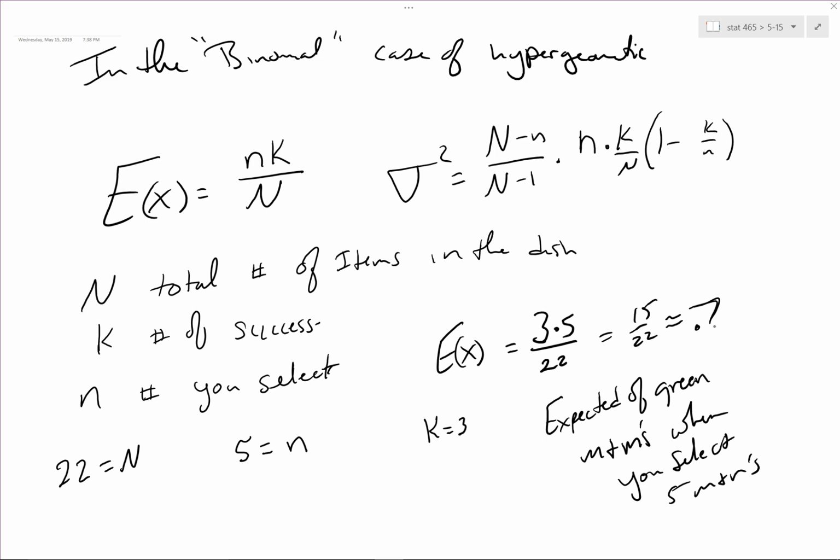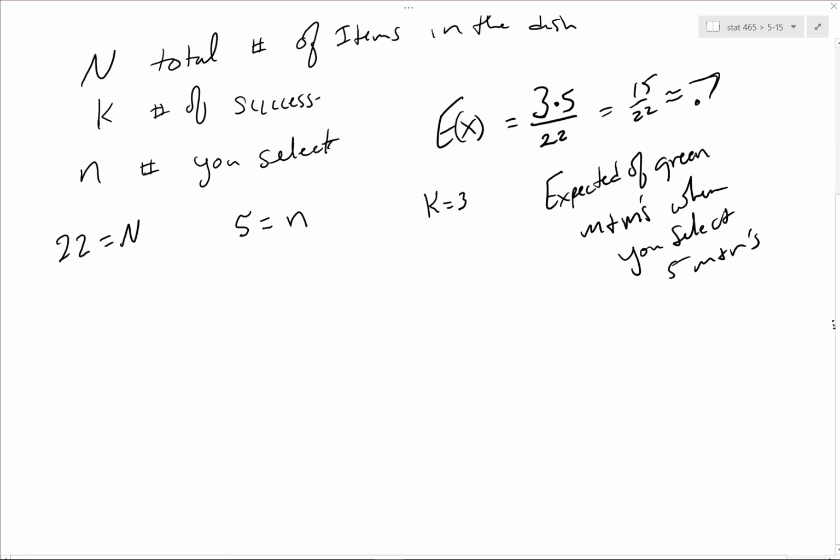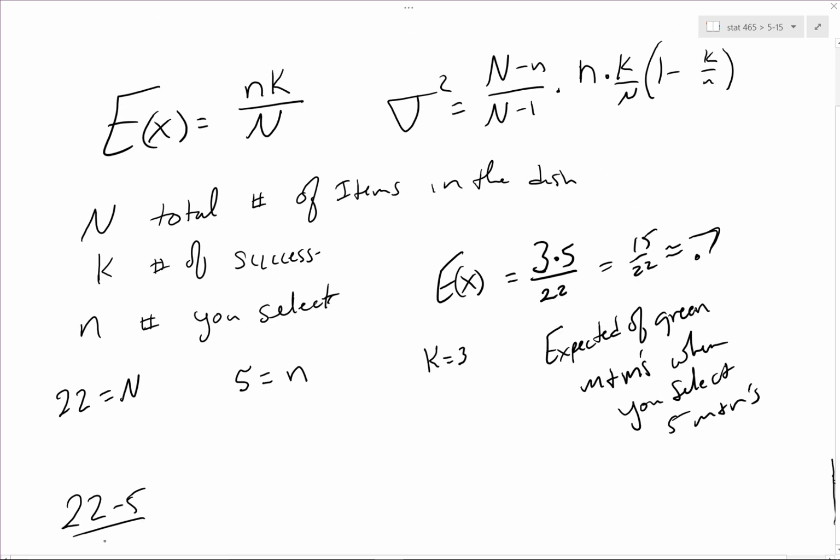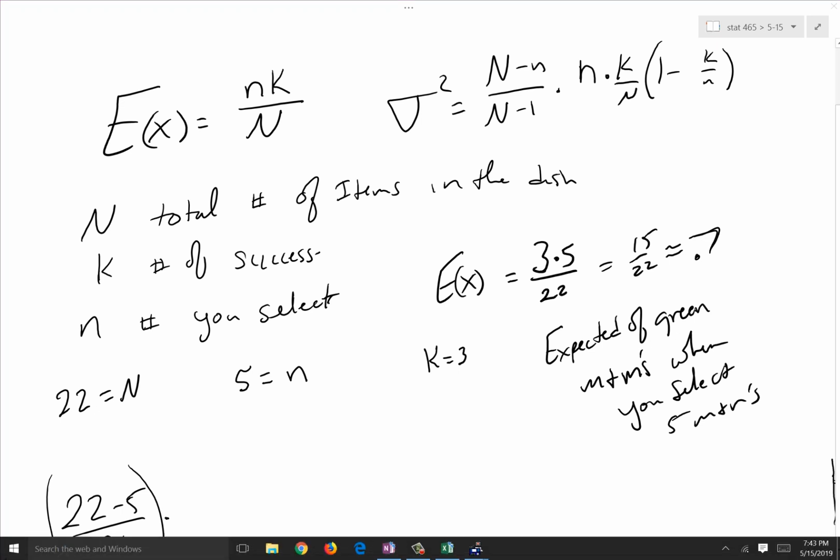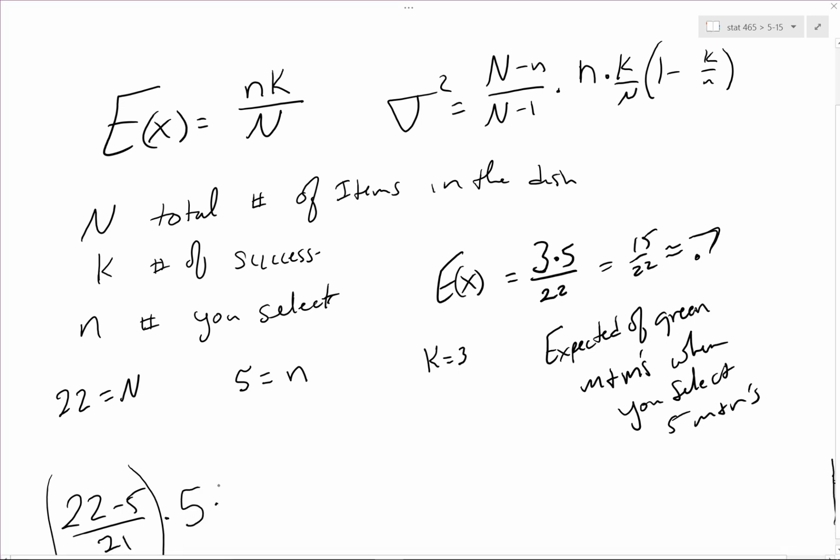Okay? This is a weird problem. It's not a hard problem. It's just kind of a weird problem. The variance, you can see what the formula is, but look what it's going to be. It's going to be 22 minus 5 over 21 times 5 times k, which is 3, over big N, which is 22 again, times 1 minus 3 over 22. And whatever that comes out to be, that is the variance of the number of green M&Ms that you would expect to draw out of 5.